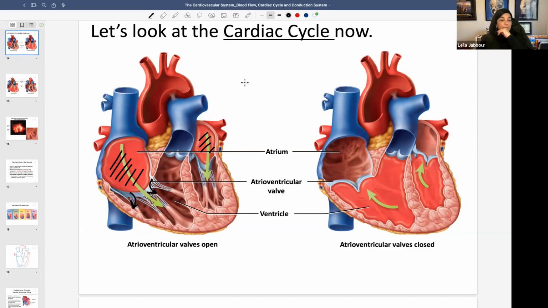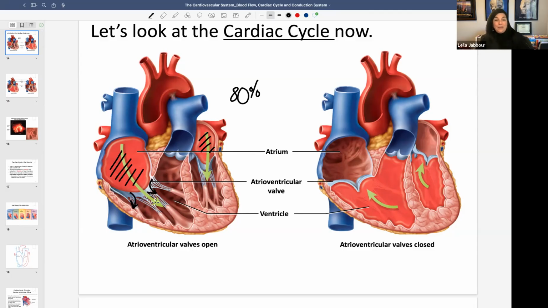And I'll probably mention it later also anyway, but I can say it now. 80% of the blood ends up in the ventricle without any contraction of the atria. So most of the ventricular filling takes place via a passive process, which is gravity, letting the blood go downwards.